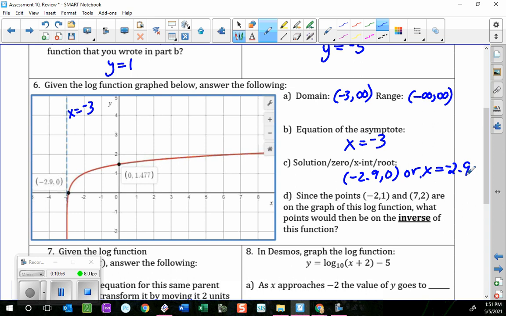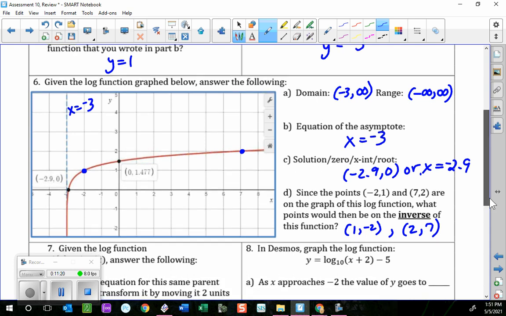Since the points (-2, 1), so there it is, and (7, 2) are on the graph of this log function, what points would be on the inverse automatically, the inverse of this function? Well, you know inverse means two reversed points. So the inverse points would be (1, -2), and the other point would be (2, 7). So if I graphed the inverse of this, the exponential function that was the inverse of this, those points would be on there.